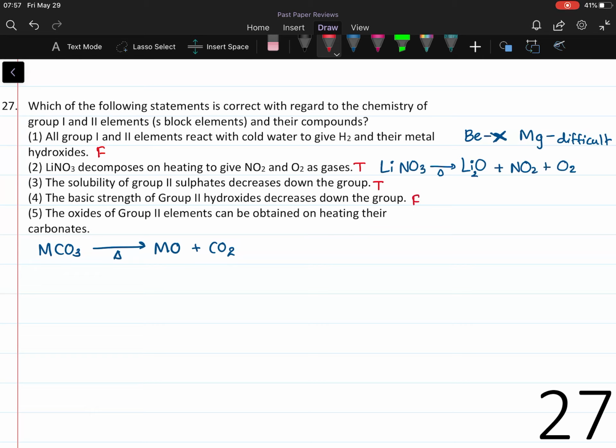Statement number 5. The oxides of group 2 elements can be obtained on heating their carbonates. This is true, and here is an example. So as we can see, statements 2, 3, and 5 are true. Therefore, this is an all question.